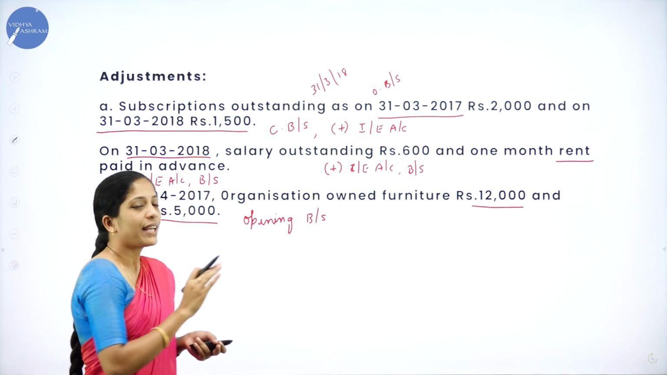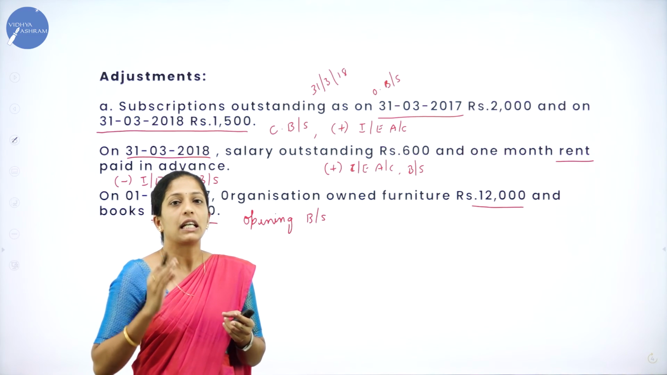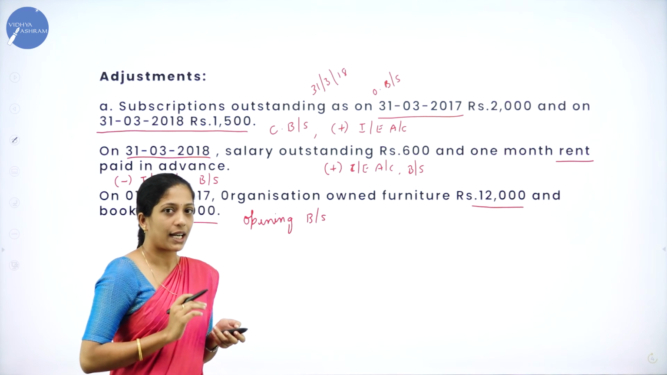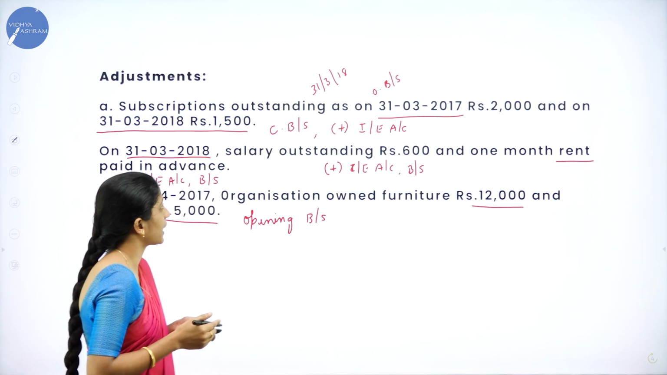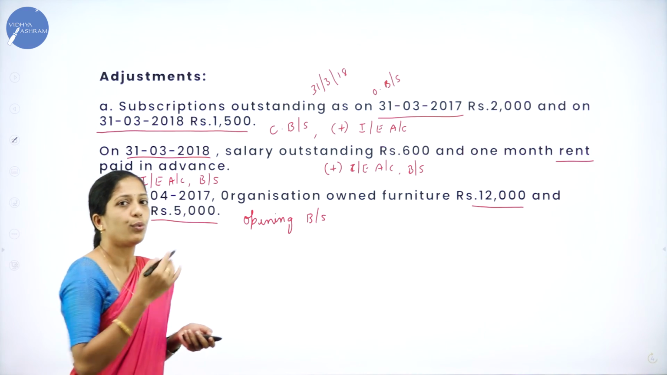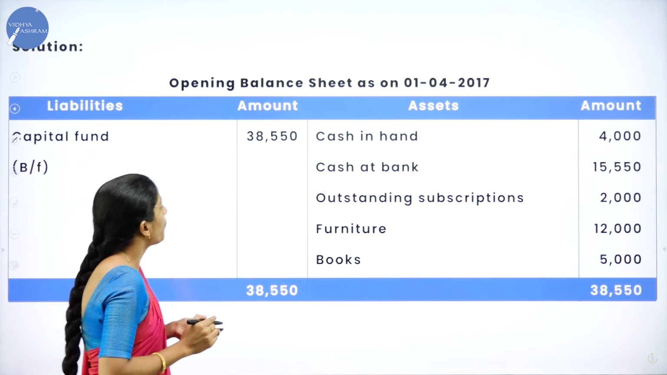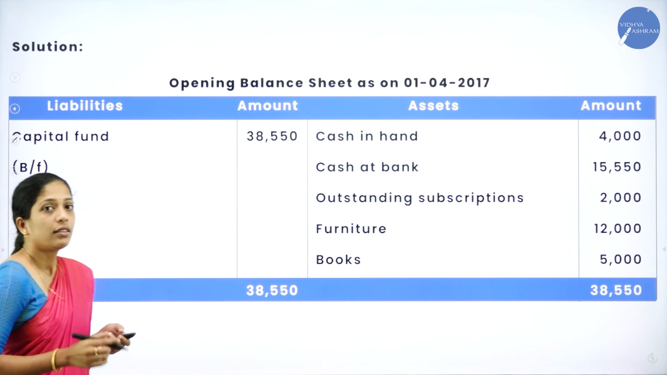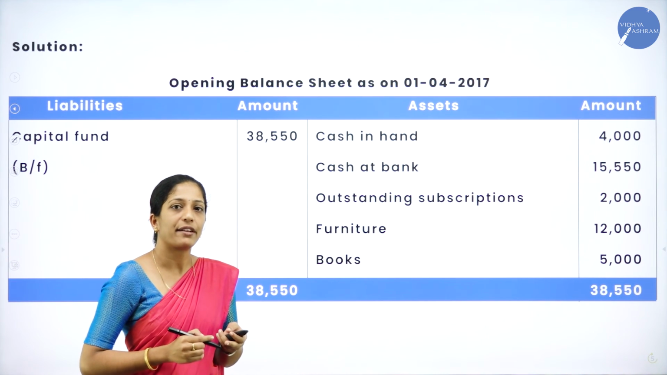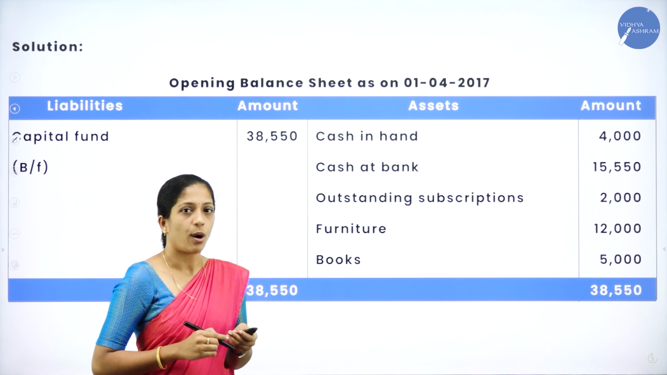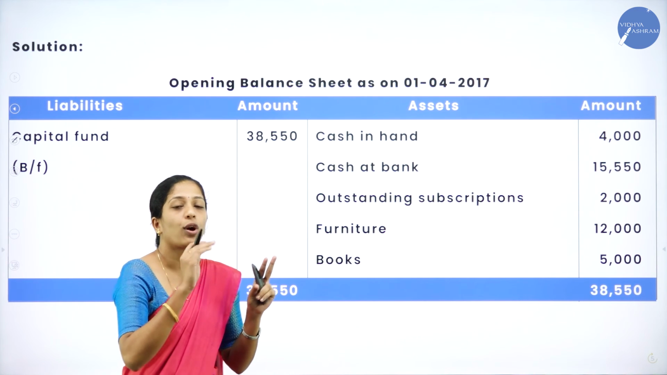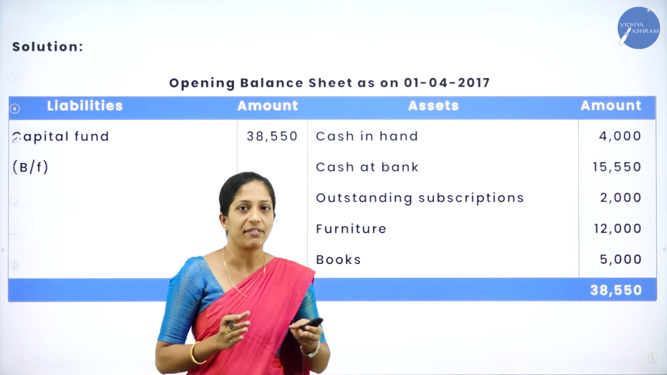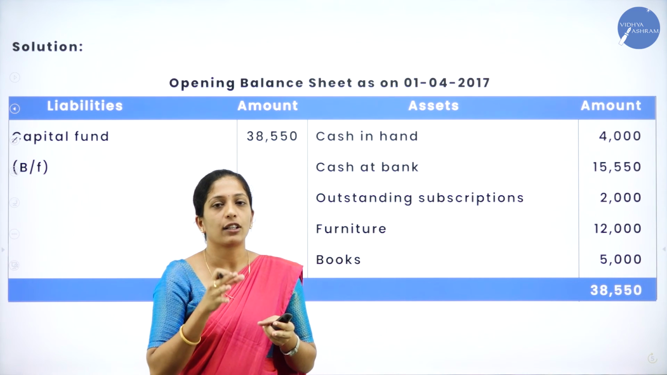So, now we are going to prepare the opening balance sheet, income and expenditure account, and closing balance sheet of the organization, that is a not-for-profit organization. Now, we shall go through one by one. First, we shall prepare the opening balance sheet as on 1/4/2017. Now, we shall record the opening balance sheet of the not-for-profit organization. What are the items to be recorded under the opening balance sheet which belong to the previous year? They have to be recorded in the opening balance sheet.